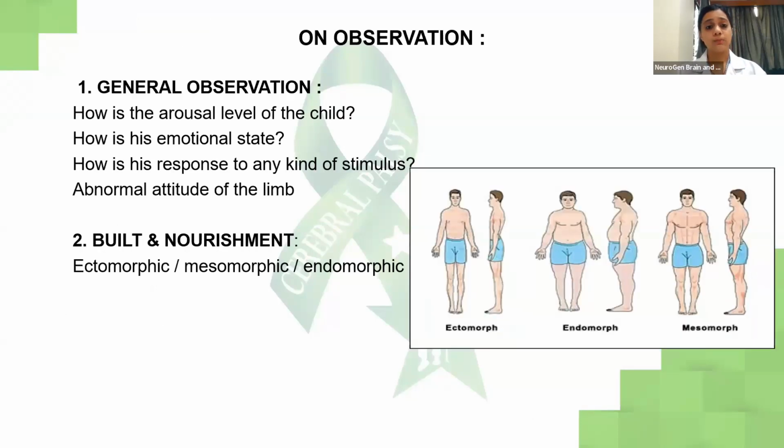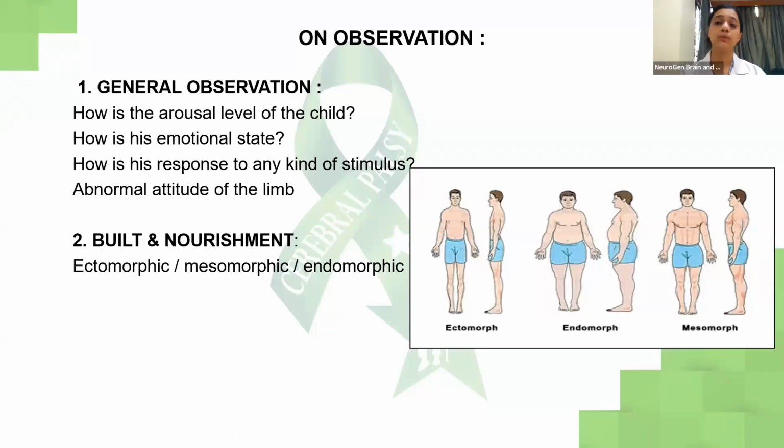Then comes the examination, on observation part. The previous slides were about what we ask the parent. From this slide, it is about what we observe on the patient. For example, for general observation, we need to know how is the arousal level of the child. If he's very dull, low, not happy, doesn't want to look around, that is one arousal.